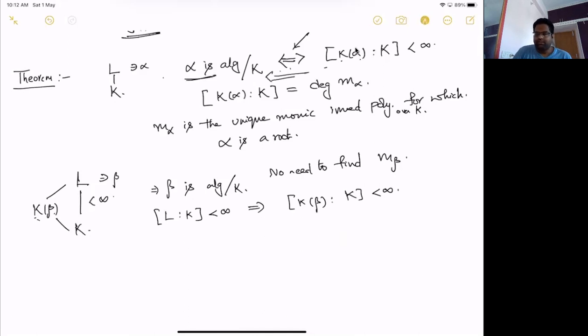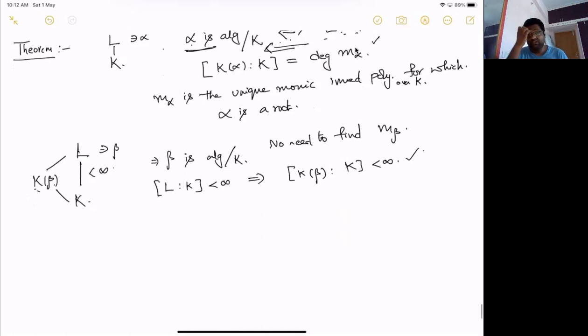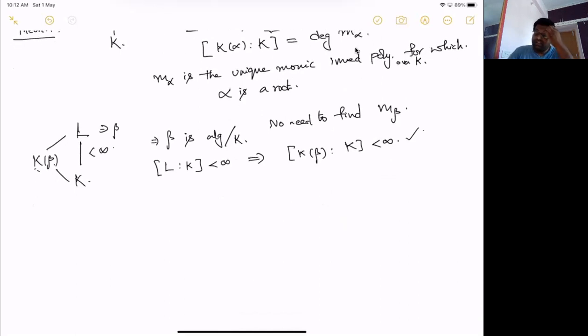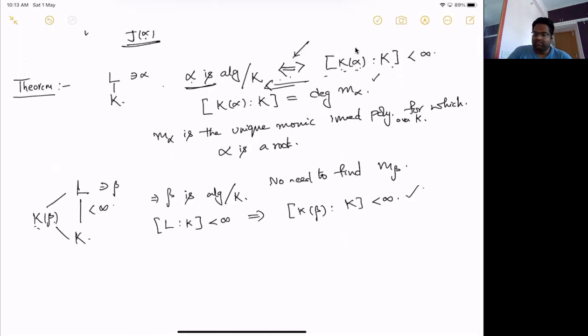So this part is the important part, because you can decide whether an element is algebraic or not just by looking at this extension K of alpha over K and finding its degree. So just by looking at a number, you are able to say whether some element is algebraic or not. That means whether it satisfies some polynomial or not, which, in my opinion, is very important. Based on this, you will see several theorems which skip finding some polynomial which alpha satisfies, but rather simply check whether this is finite or not.